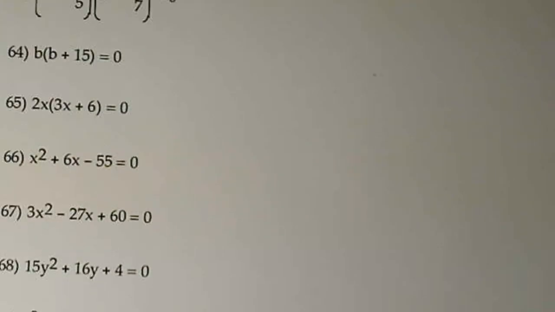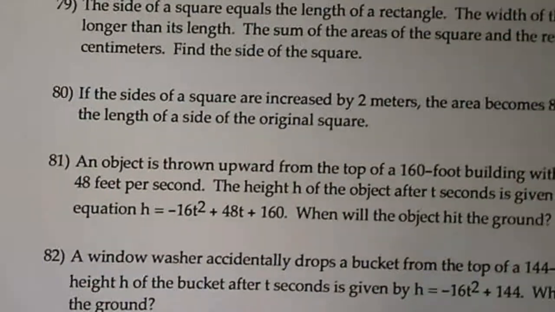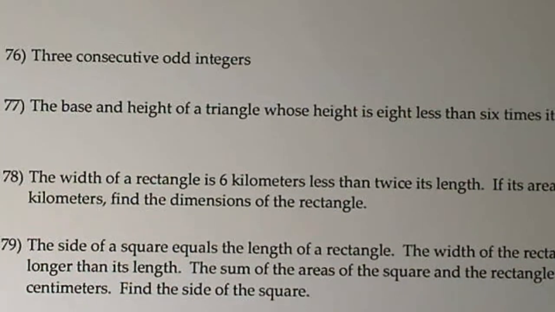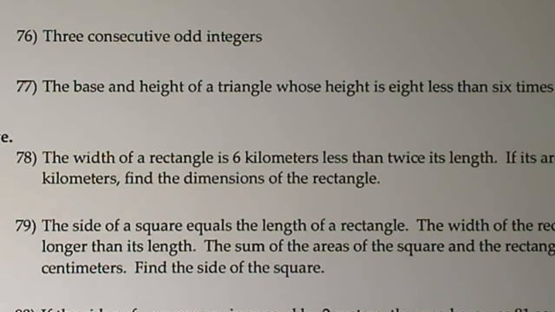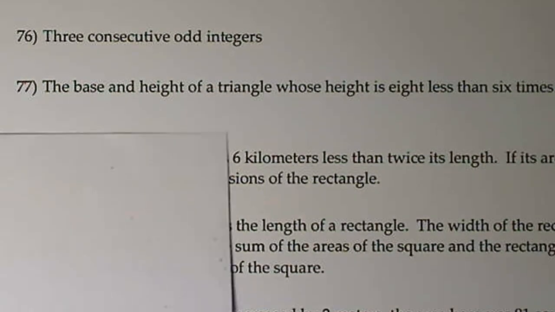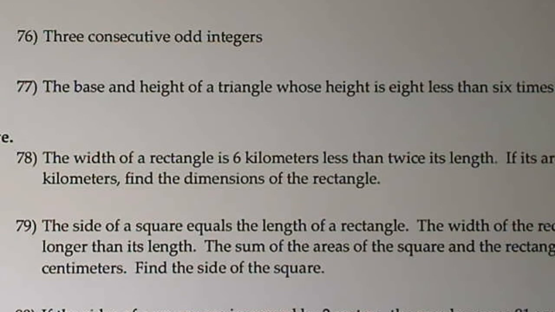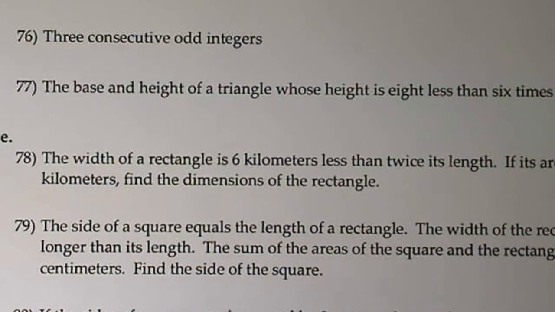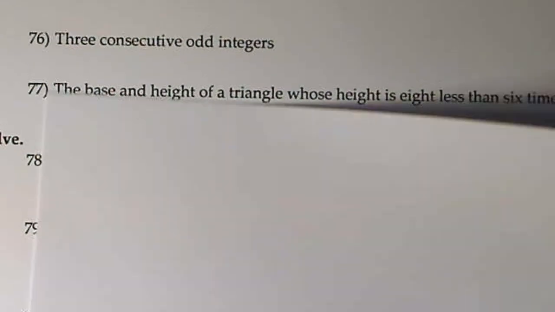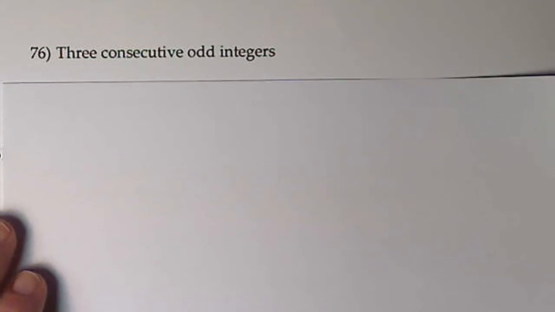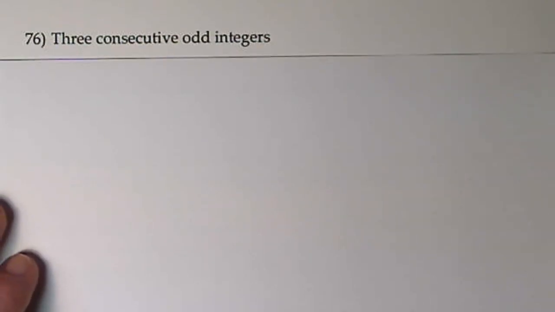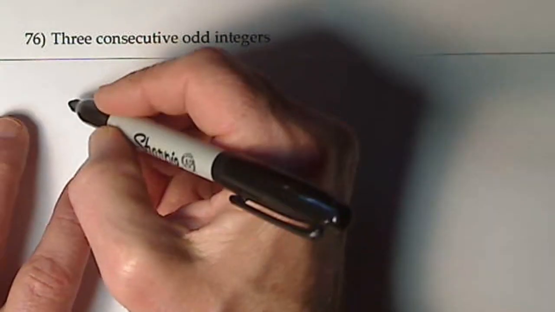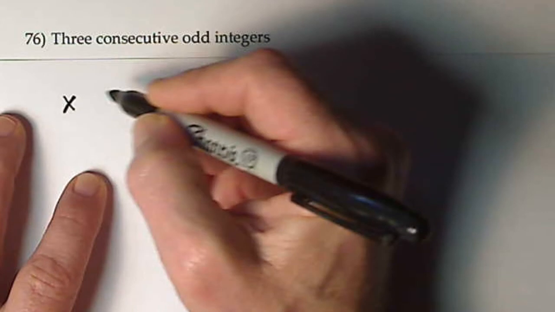We'll take a look at 76. 3 consecutive odd integers. Alright, 76. 3 consecutive odd integers. Well, each is described in terms of the other, so each one will be an x.